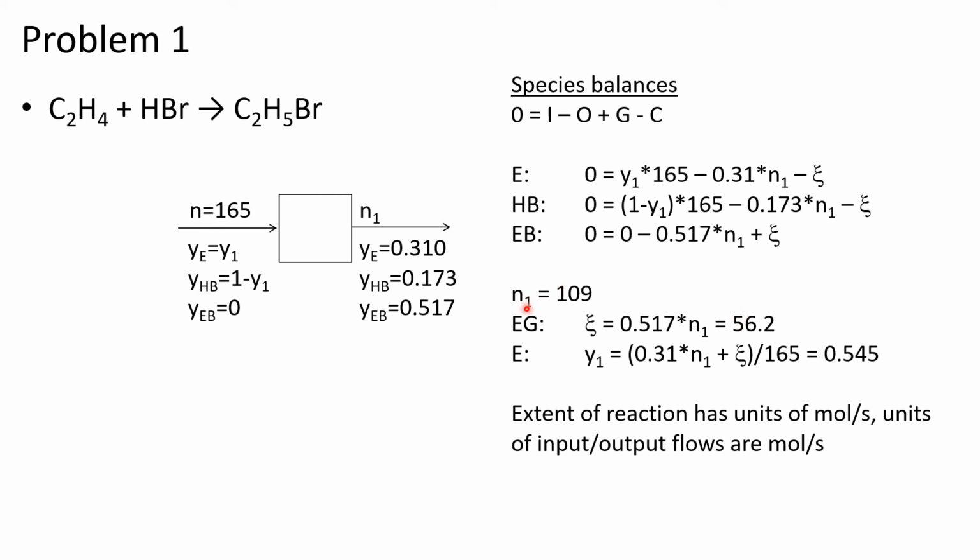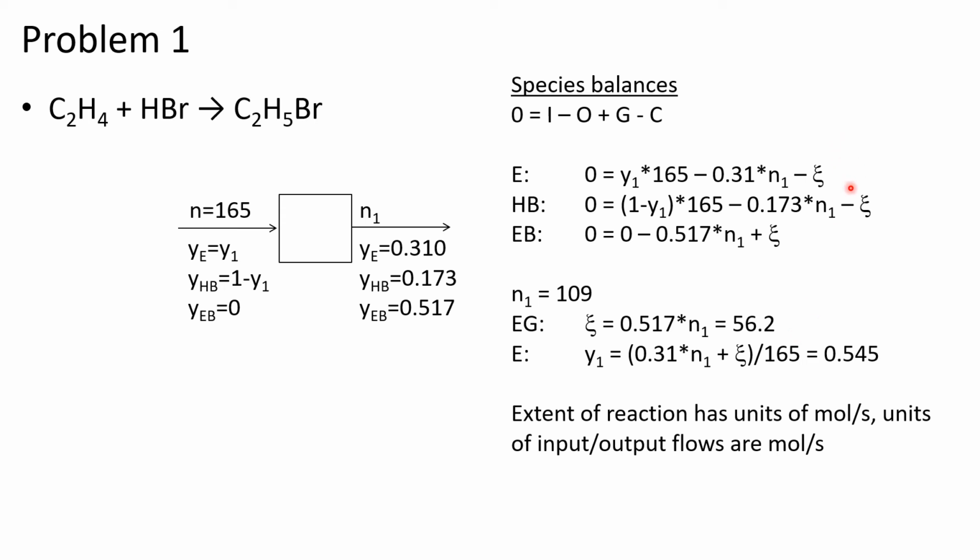So we know N1 is 109. We have the EB balance, and we're going to solve for xi from that. From the EB balance, we see that xi is equal to 0.517 times N1. We just multiply those two numbers together, and we end up with 56.2.